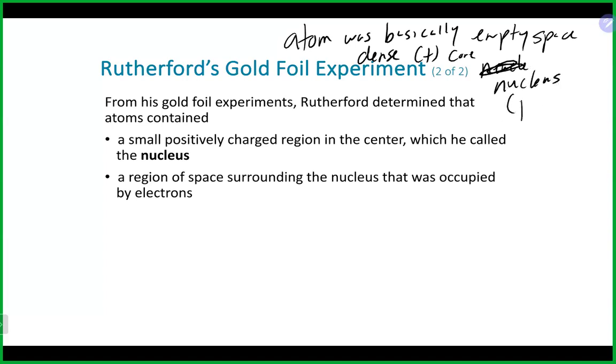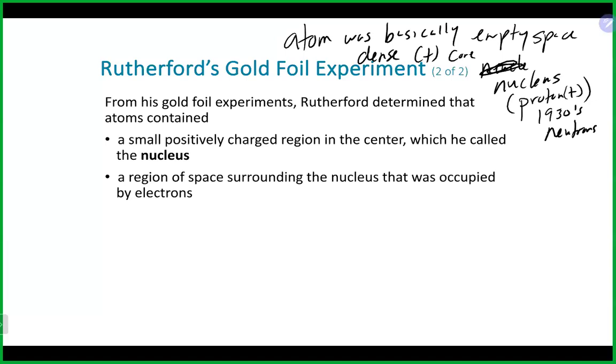And that core was later found to contain protons, which are positively charged. And not at this time, but in about the 1930s, it was also found that neutrons, which have no charge, are also found in the nucleus. So protons, which are positively charged, are concentrated in this nucleus, which is why it's very, very dense and made the alpha particles bounce off at these large angles.